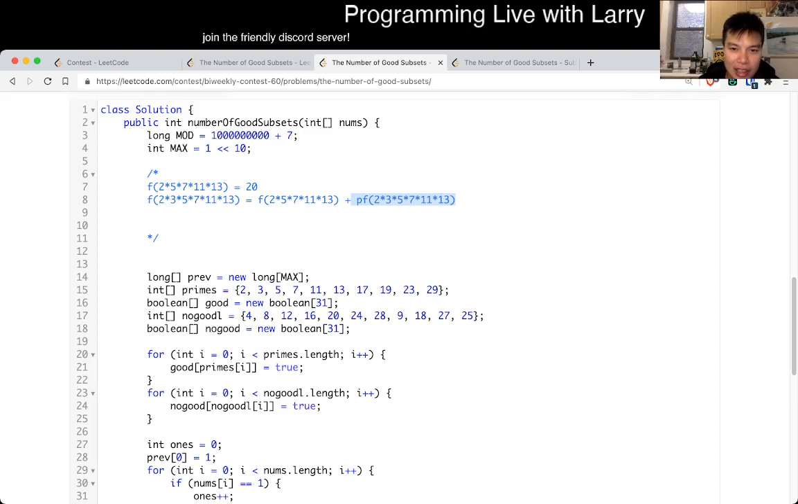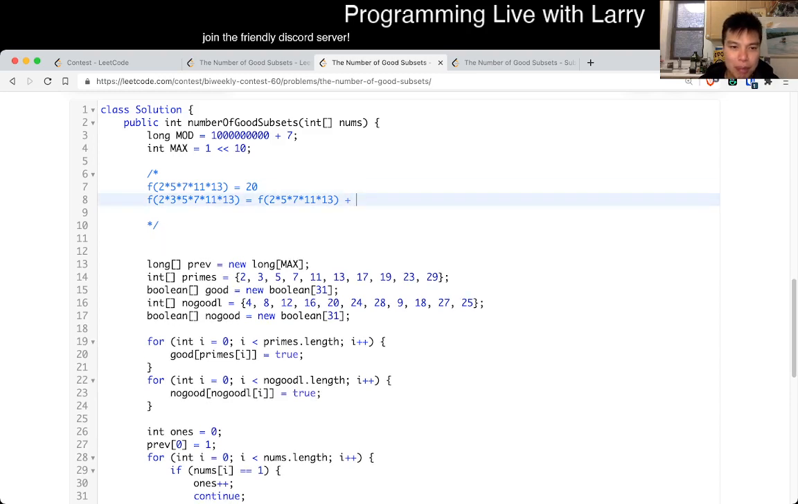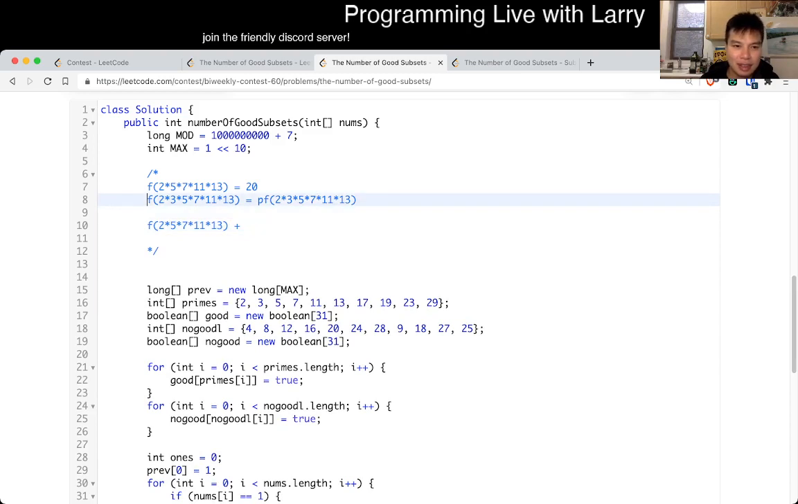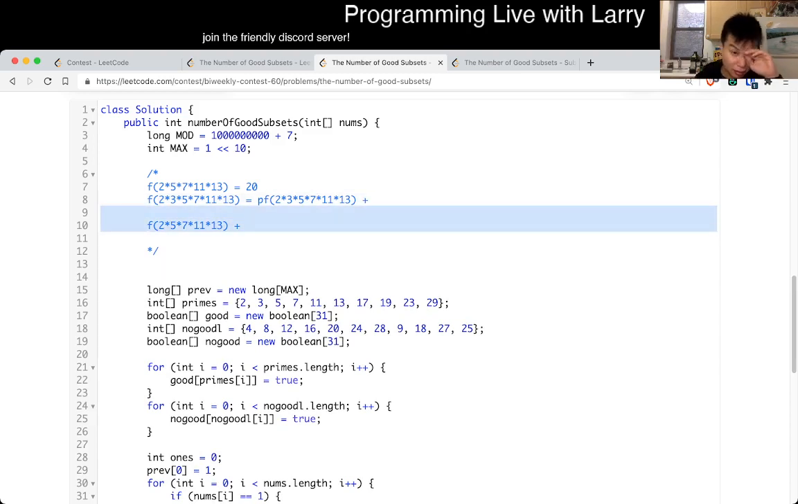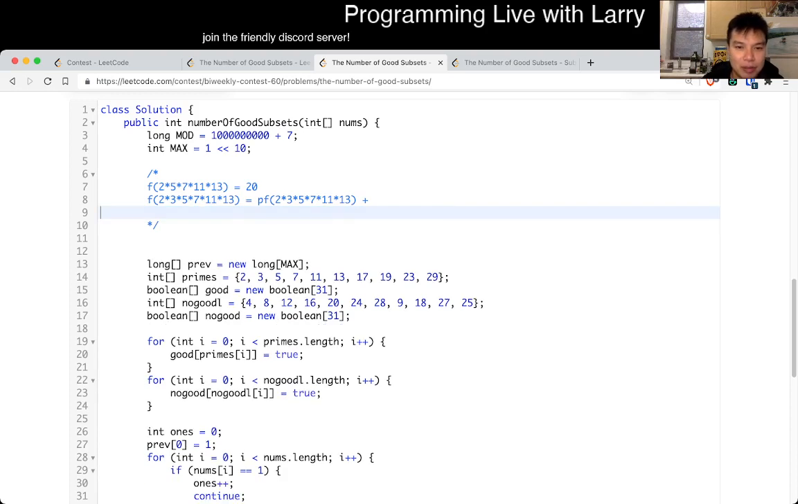And to put it another way, it is just this plus this times that. But basically this is just equal to the previous way, which is 20, plus this, which is, this is 20, because that's the number of ways to have this product. And here is the number of ways that we used to have it, right? Before we process this number.